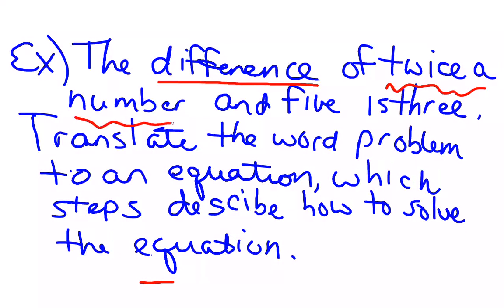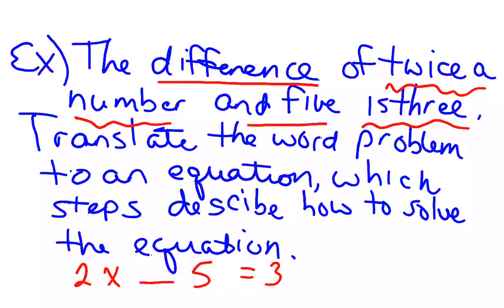Twice a number. We don't know what the number is, so we'll give it a letter, X, but twice. So twice means 2 times. So 2x, and we're subtracting that and 5. So 2x minus 5. And then the last part says is 3. So the word is means equal to 3. So there's our equation, but now we have to describe the steps in order to solve it.